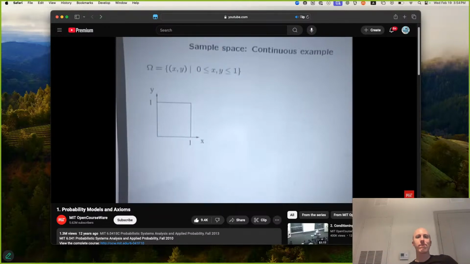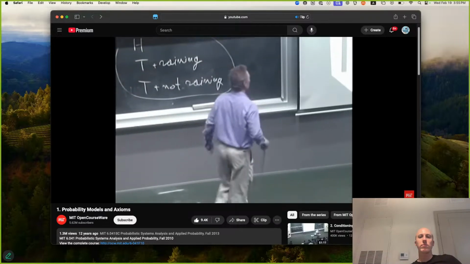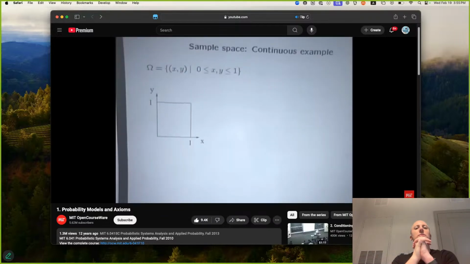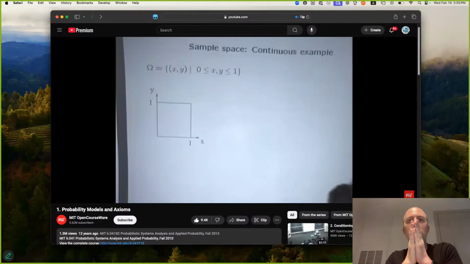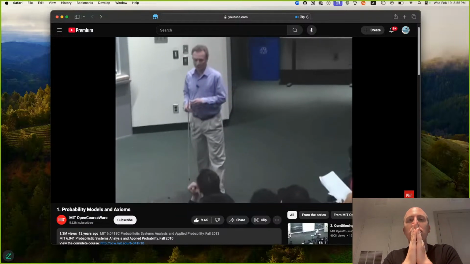So a typical outcome of the experiment is going to be a pair of numbers, x, y, where x and y are real numbers between 0 and 1. Now there's infinitely many real numbers, there's infinitely many points in the square. So this is an example in which our sample space is an infinite set. We're going to revisit this example a little later. So these are two examples of what a sample space might be in simple experiments.